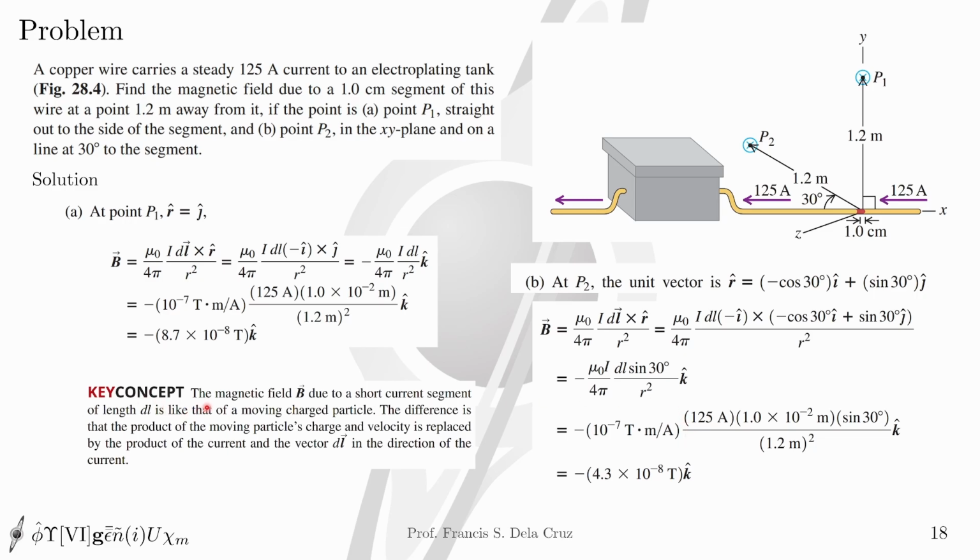So take note, class, that the key concept here is that the magnetic field due to a short current segment of length dL is like that of a moving charged particle. Somehow we can call it a point current source. It's just that you have the small segment there. So the difference is that the product of the moving particle's charge and velocity is replaced by the product of the current and the vector dL in the direction of the current. So I think this is everything that we need to know about this problem.